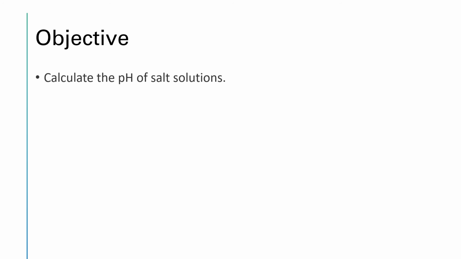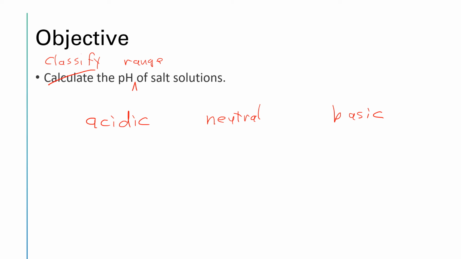So circling back to our objective, instead of calculate, what we're really doing here is more like classifying. So classify the pH range of salt solutions. I'd expect you to be able to determine if a particular salt is acidic, neutral, or basic. And if it is neutral, the pH is 7. I'm not asking you this semester, for spring of 2021 only, to give an actual number for the pH of an acidic or a basic salt. Just classify it as acidic or basic.